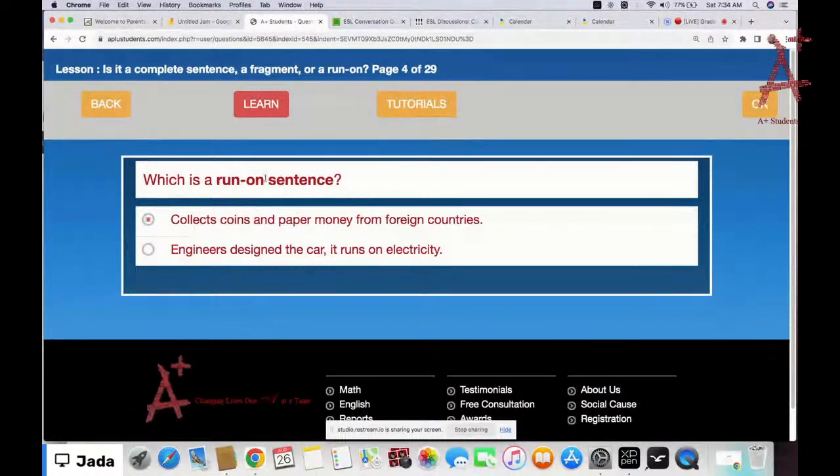All right, so which is a run-on here? Collect coins and paper money from foreign countries. Engineers design the car it runs on electricity. So it's going to be this one because it's two sentences separated with a comma.